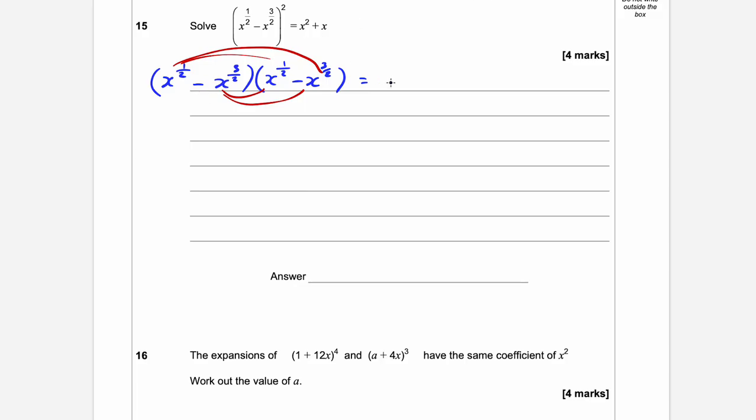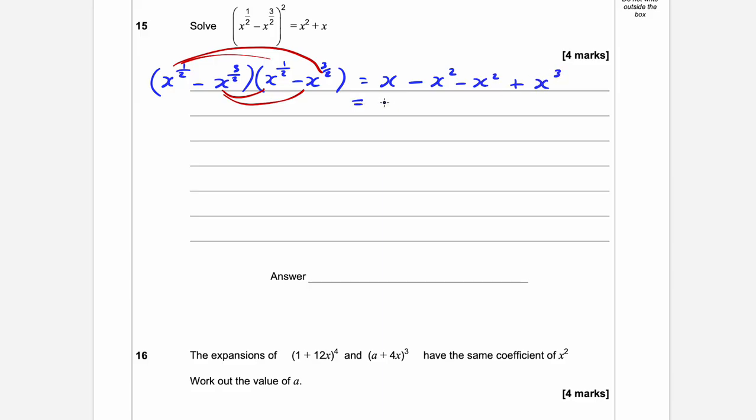So x to the half times x to the half is just x, because we add the powers. X to the half times minus x to the 3 over 2 is going to be minus x squared, because a half plus 3 over 2 is 4 over 2, which is 2. So give me x squared. And then here, this times this is the same thing, so it's going to be minus x squared. And then this times this is going to be plus, and it's going to equal x cubed, because it's 3 over 2 plus 3 over 2, which is 6 over 2, which is 3.